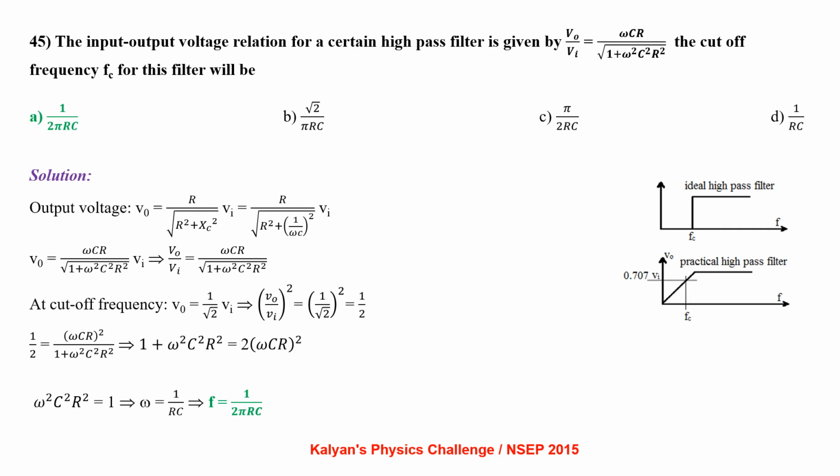At cutoff frequency V0 equal to 1 by root 2 times Vi, that is (V0 by Vi) whole square equal to 1 by 2. So 1 by 2 equal to (omega CR) whole square by 1 plus omega square C square R square, from where we have omega equal to 1 by RC, that is F equal to 1 by 2 pi RC.